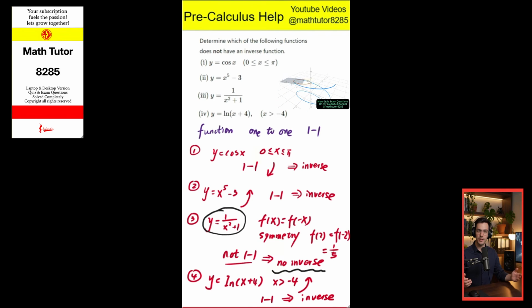Students often forget that even functions, such as 1 divided by the quantity x squared plus 1, fail the 1-to-1 test because the outputs for x and -x are identical. Another common mistake is overlooking domain restrictions in trigonometric or logarithmic functions. Always test injectivity. If f of x1 equals f of x2 forces x1 to equal x2, then the function has an inverse. Otherwise, it does not.